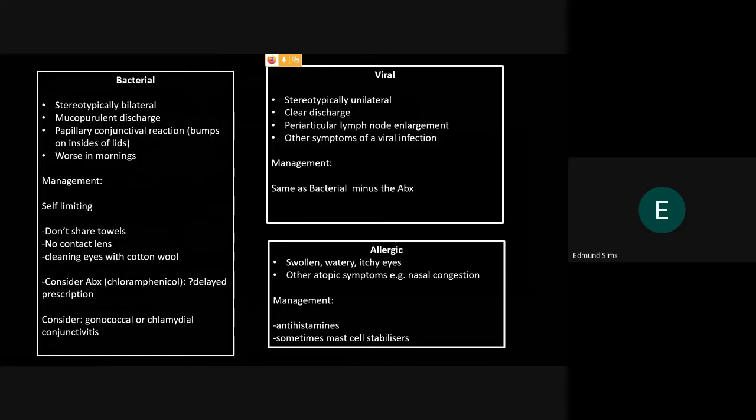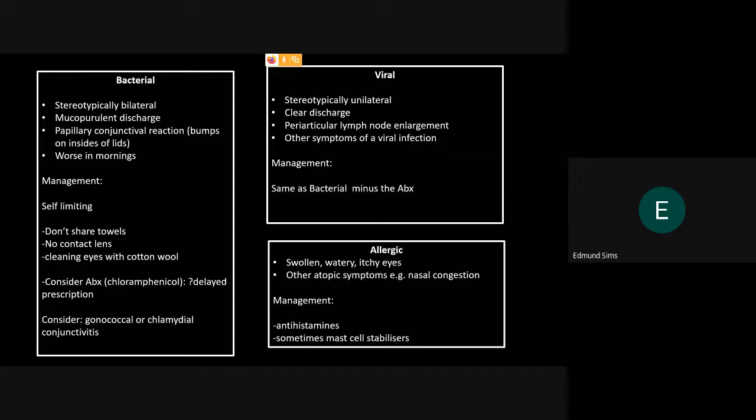So viral, it's stereotypically unilateral. This rule isn't hard and fast, but for exam questions, it's pretty helpful. Clear discharge as opposed to a purulent one. I can never say it. It's changing every time I say it. Preauricular lymph node enlargement, and they might have other symptoms of viral infection, so they might have a URTI or something like that. Same management, except this time you wouldn't give antibiotics because it's kind of a bit pointless.